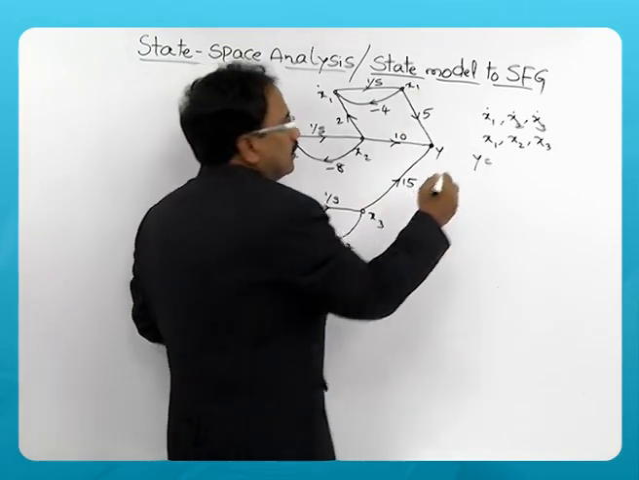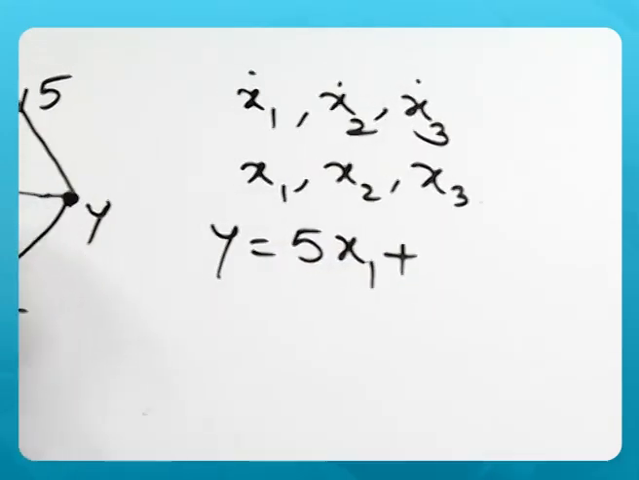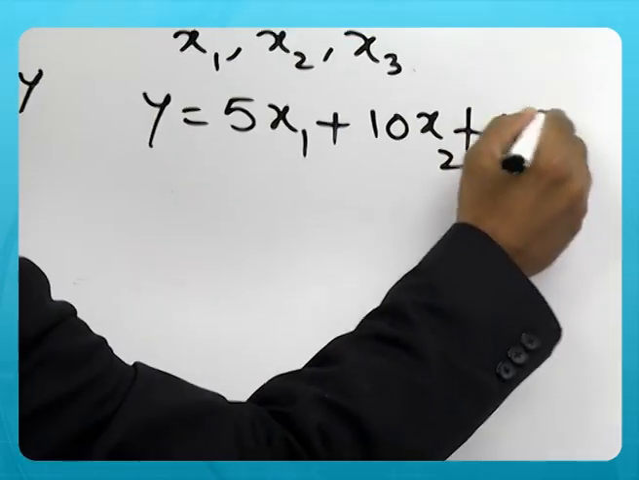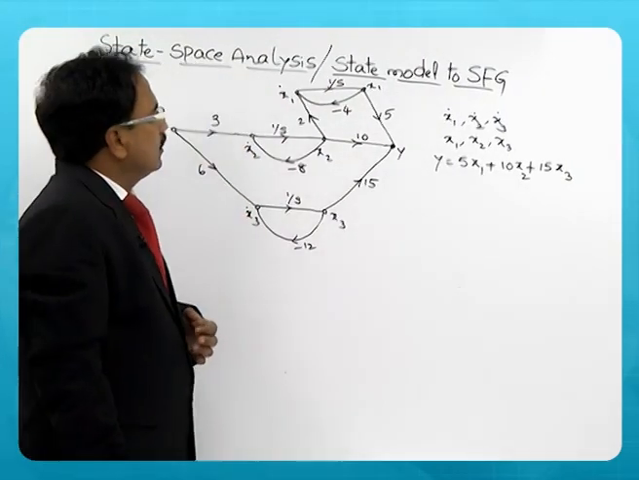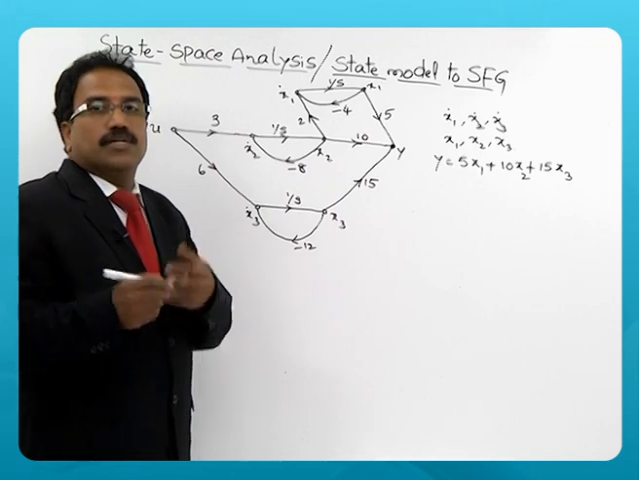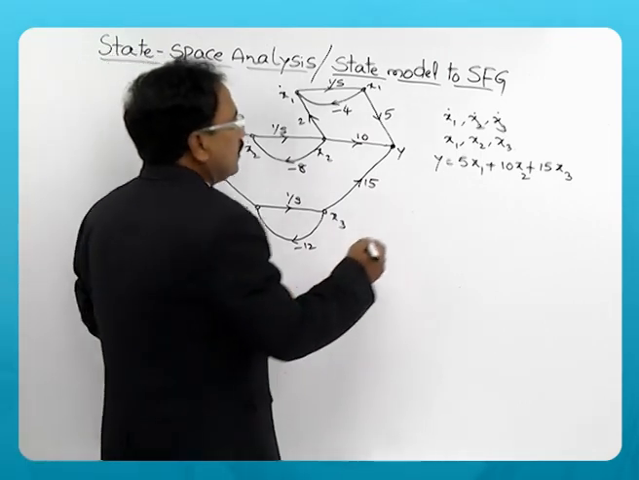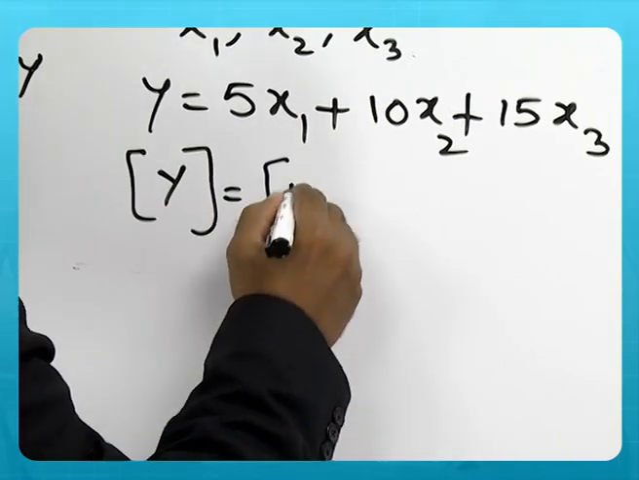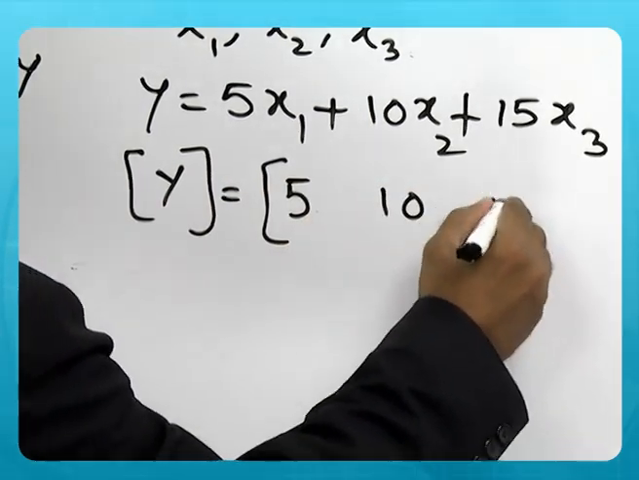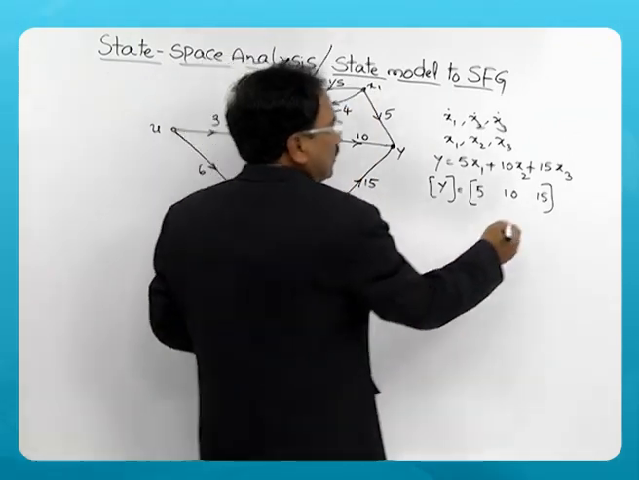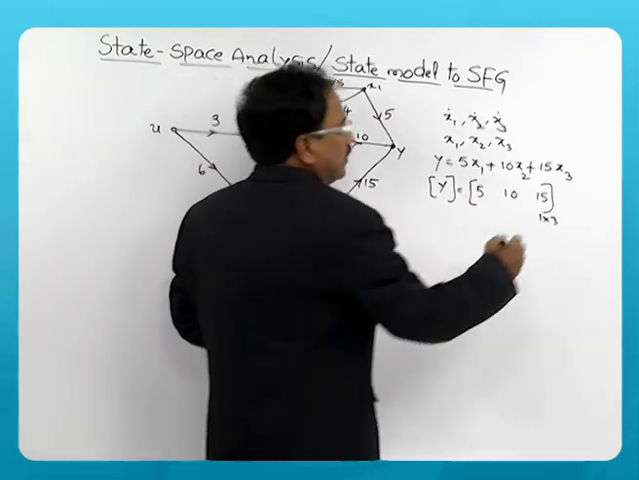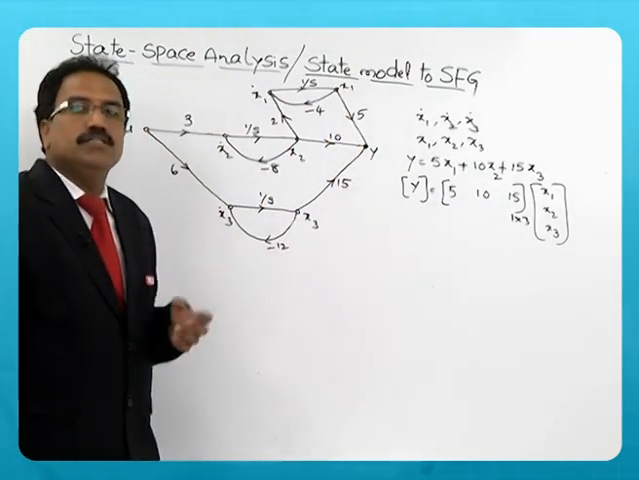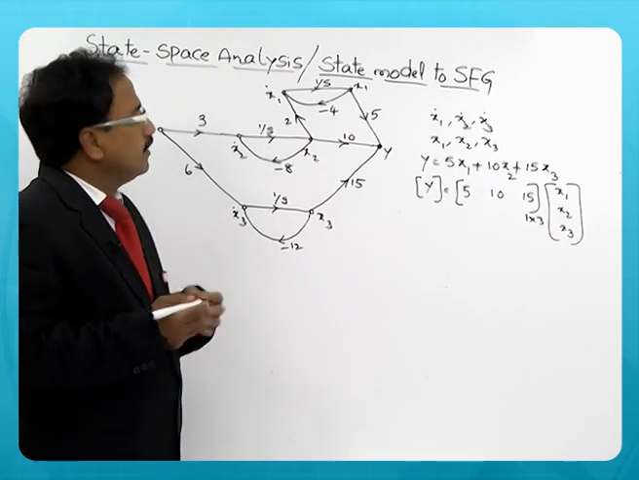So 5 times x1 plus 10 times x2 plus 15 times x3. This is the output equation. So now it is easy to get the output equation of the state model, that when I say y is equal to the coefficients of x1, x2 and x3, you can get 5, 10 and 15, and the dimension is 1 row and 3 columns, 1 cross 3, and 3 state variables x1, x2 and x3. Easy to get the output equation from the given signal flow graph.